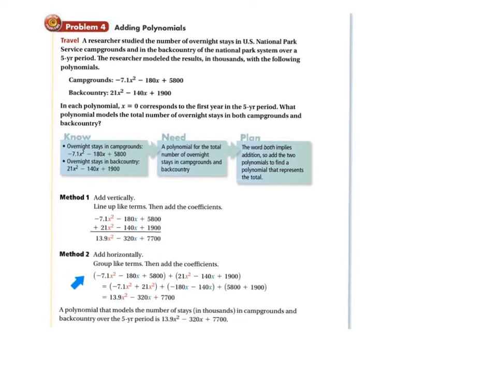Some people like to do it horizontally and then combine like terms. That's fine. You can do the same thing. I don't care which model you use. This is kind of nice because you get to see it. And again, this is the overall for the two combined because you've added them.